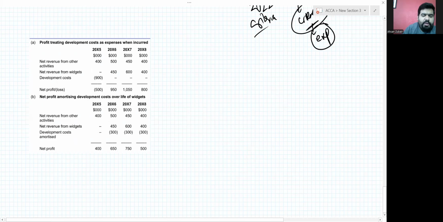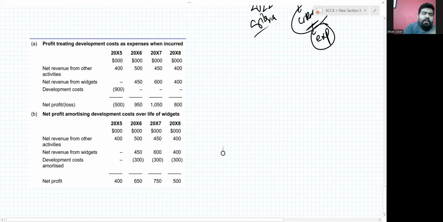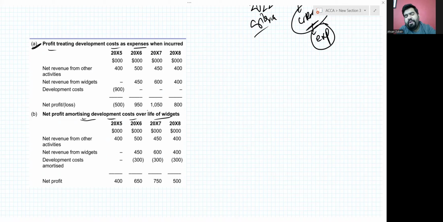There is one logic, let me tell you. See, this part is basically just for the logic, you don't have to do the calculation. I'm just telling you some knowledge. We have to calculate the profit treating development cost when it is expense, and net profit amortizing development cost when it is obviously an asset. Because if the development cost is an asset, then we will amortize it, and if it's an expense, we will classify it as expense.